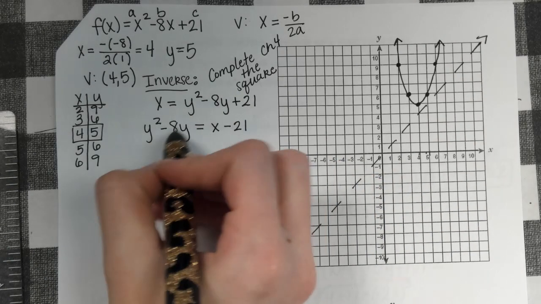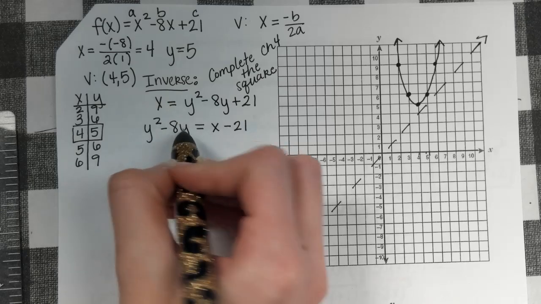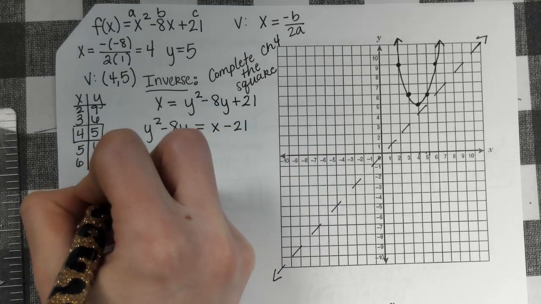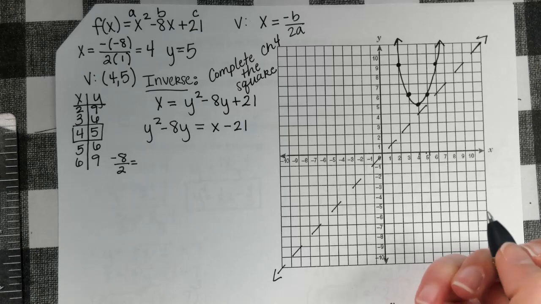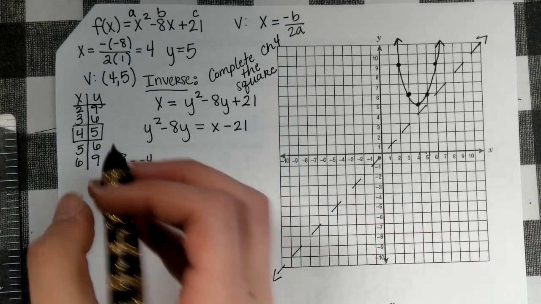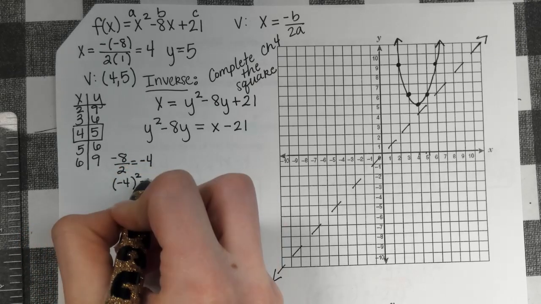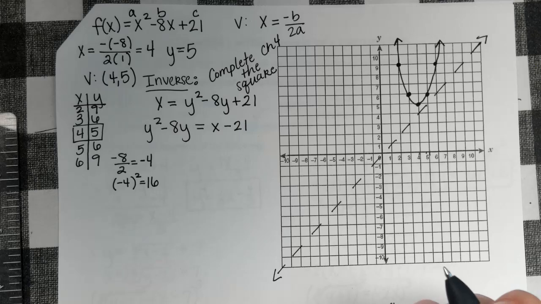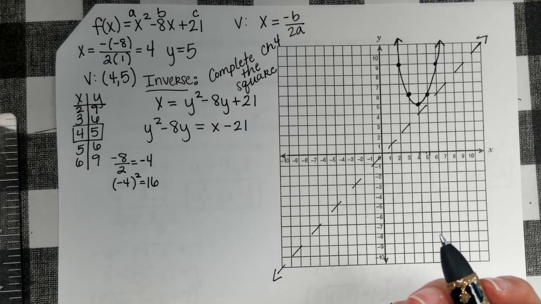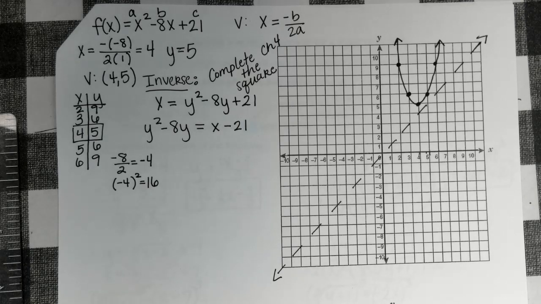So what we do, we take that b term, which is negative 8, whichever one is with the y. Okay, you take negative 8 and divide it by 2. Negative 8 divided by 2 is negative 4. You take that negative 4 and you square it. That gives me 16. Where did the 2 of the denominator come from? That's just the pattern of completing the square. It will always be whatever that number is divided by 2. Will always be that. Okay?